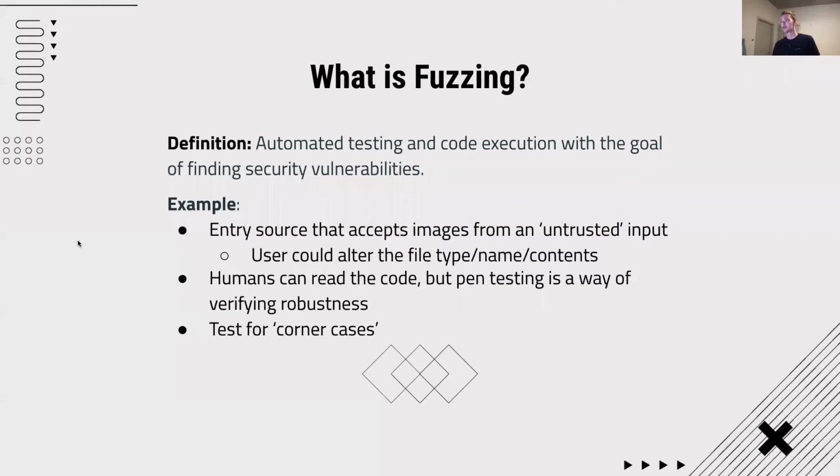Before we dive in, let's talk about fuzzing with first a definition and then an example. So fuzzing is automated testing and code execution with the goal of finding security vulnerabilities. As an example, let's say we have an entry source that accepts images from an untrusted input. This untrusted input being a user. The user could alter the file type, name, contents, anything similar to try and inject either malicious code or create a crash and wreak any type of havoc upon your software.